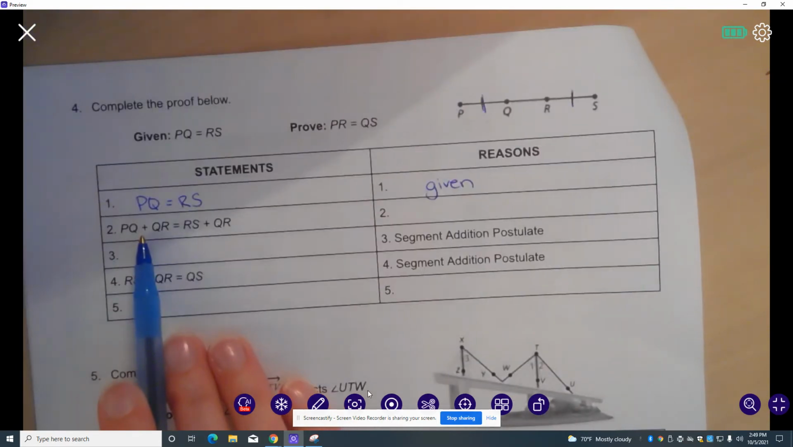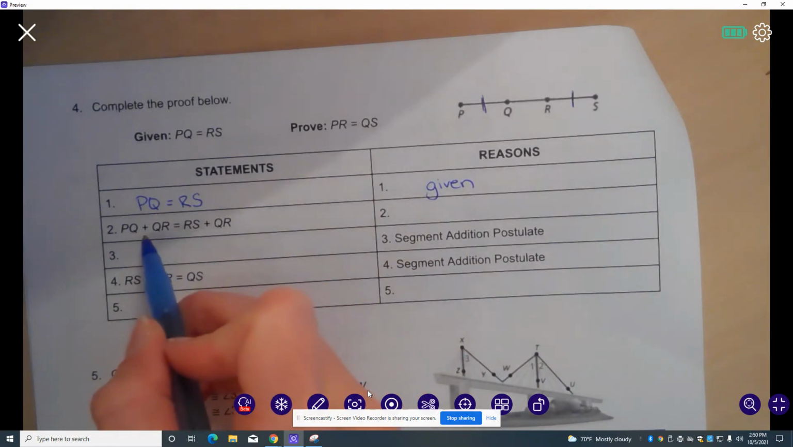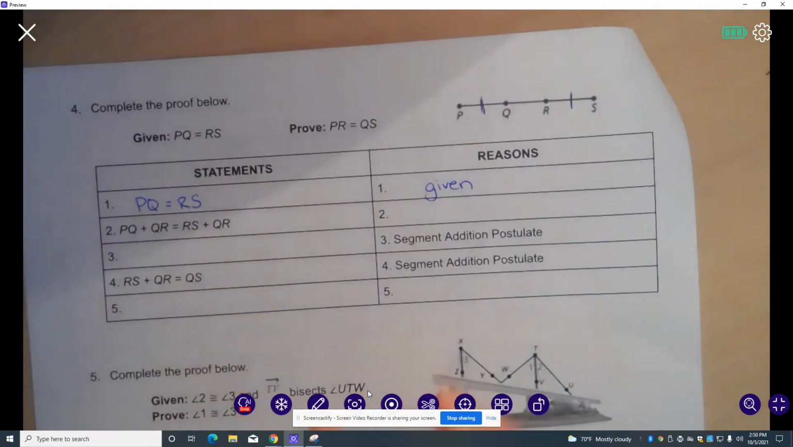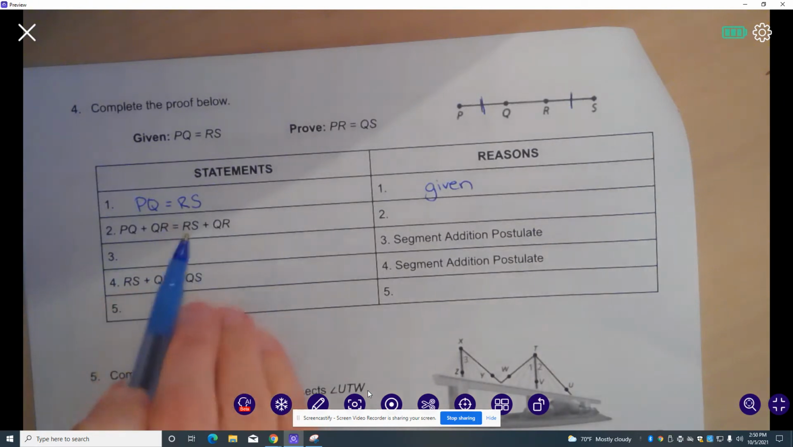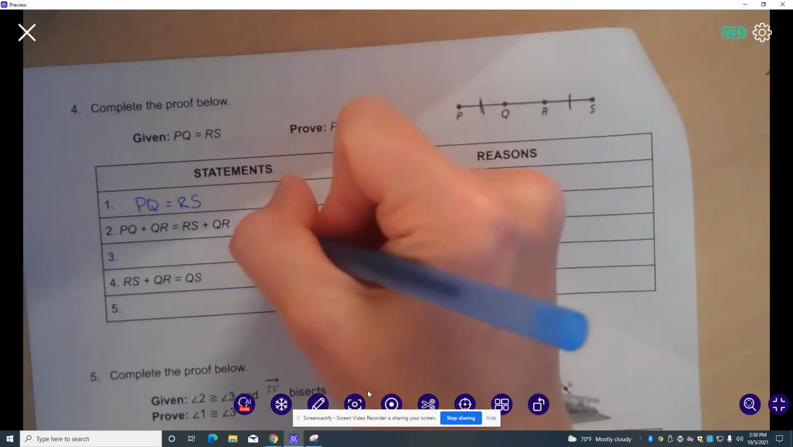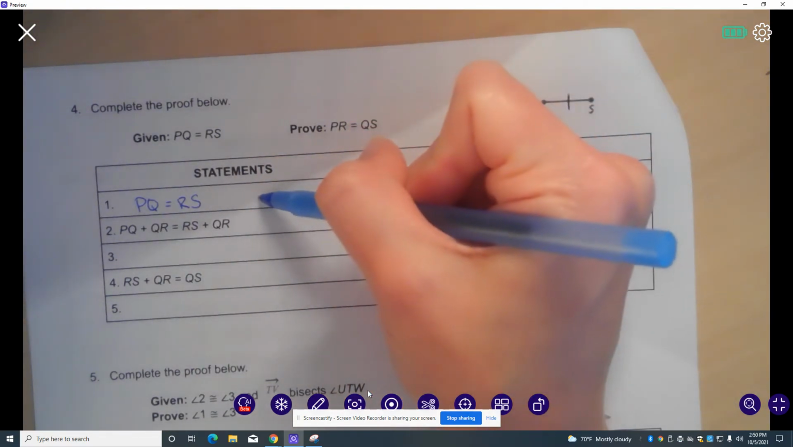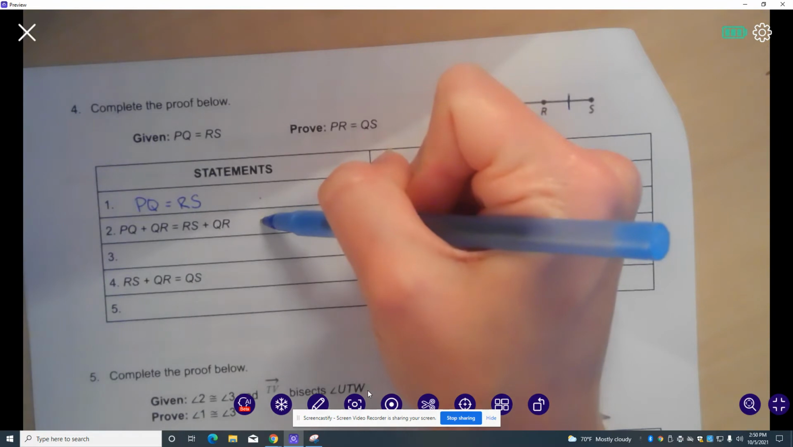Okay, now we're looking at our next statement. I'm seeing some things being added together. This cannot be the segment addition postulate because I do not have a whole segment all by itself on one side of the equal sign. So this is one where I want to look up above to my other statements and think about how we are going from this statement to the next statement.